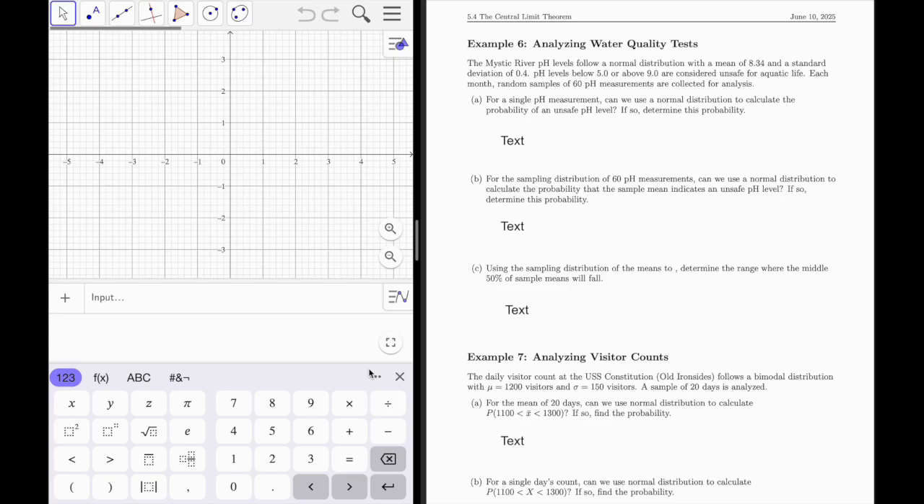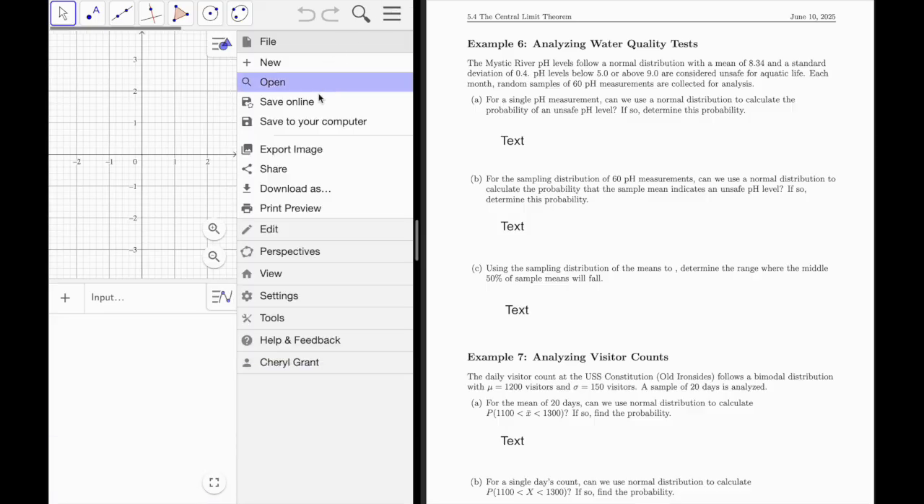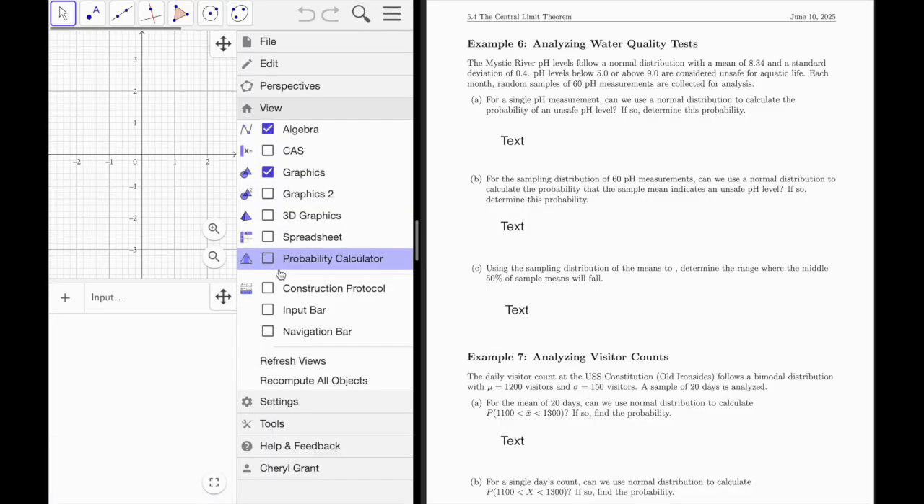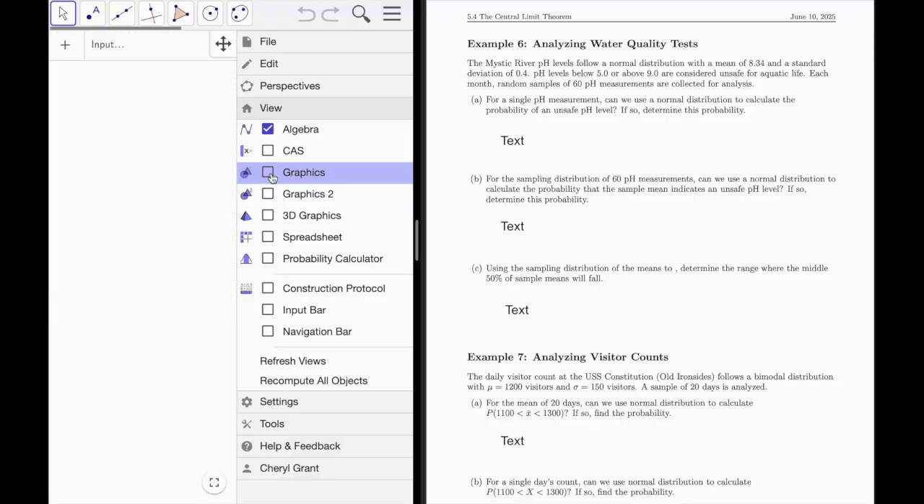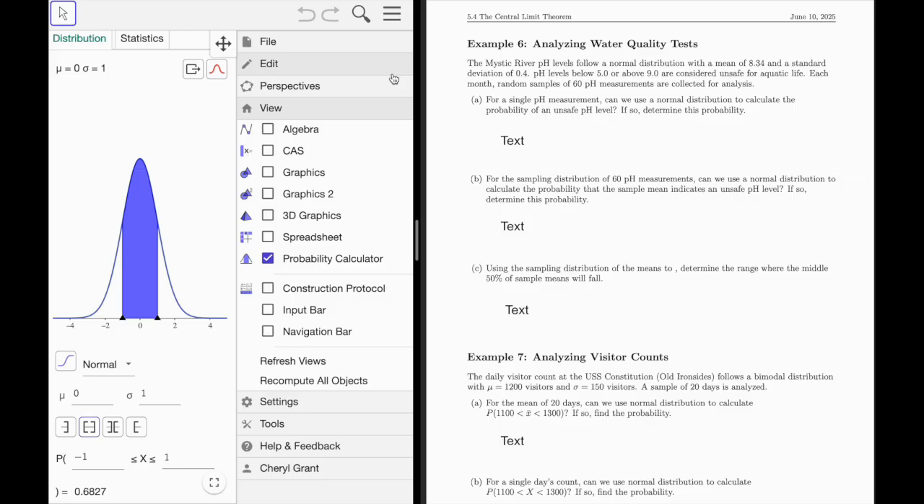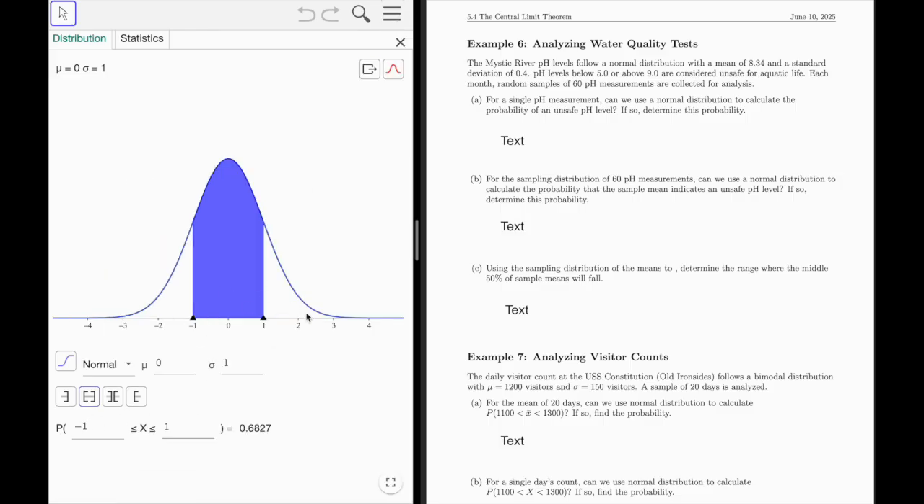The rest of these examples, we're going to use GeoGebra for this because we're looking for probabilities. So when we're in our GeoGebra, I want to make sure I have my probability pulled up. So I'm going to click on View. I don't need the graphics. I don't need the algebra right now, but I do want the probability calculator. So I'm going to leave that open. Now, because we're using the normal distribution, make sure that your drop-down menu says normal here.